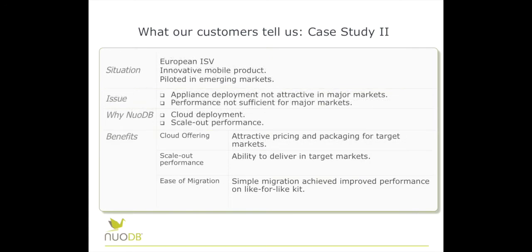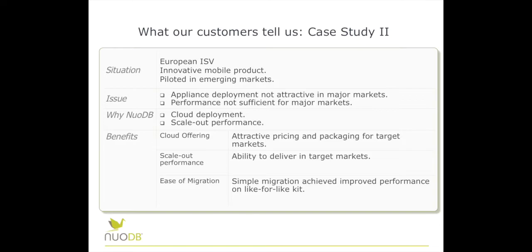My second case study is a European ISV. They built a kind of mobile app, sort of an e-commerce kind of thing. They had delivered this into what they called emerging markets, i.e. relatively small, but they ran up against the limitation of the throughput they could get on the configuration of software and hardware. Again, they pre-configured the whole thing.